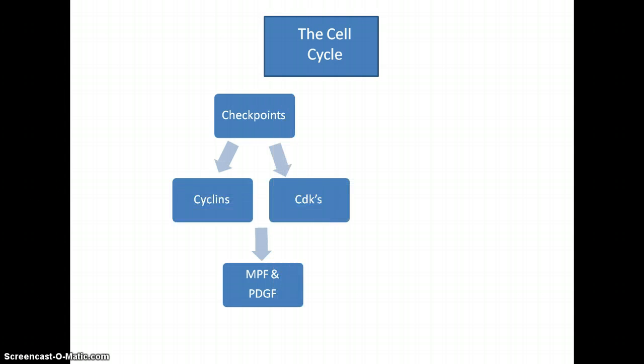First, I'll give you an overview of what the cell cycle is and the different phases that make it up. Then I'll discuss how the cell cycle is regulated through its internal timing mechanisms and checkpoints, and then how the checkpoints work through the use of proteins such as M-phase promoting factors and platelet-derived growth factors. Lastly, I'll talk about how the loss of these controls can lead to cancer.